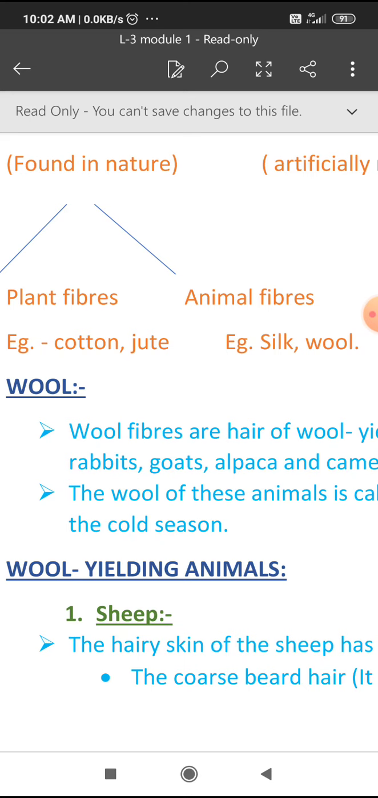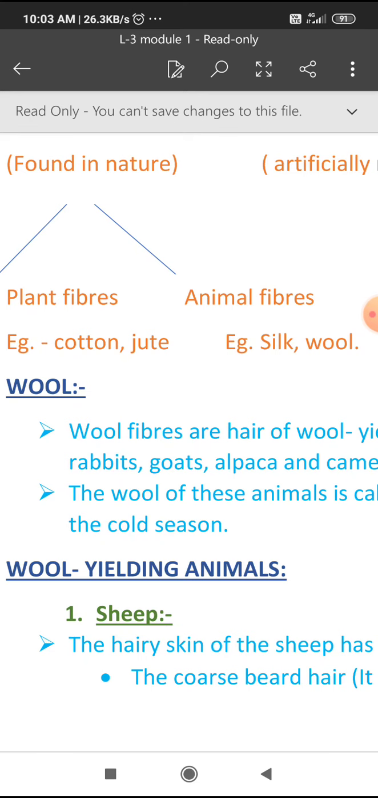That's why the cutting of the wool is called shearing. When we cut our hair, we don't feel pain, and in the same way, they also don't feel pain. That process of removing the wool from their body is called shearing. It is done in the summer season so that they don't feel very hot. We'll be discussing the wool yielding animals one by one.